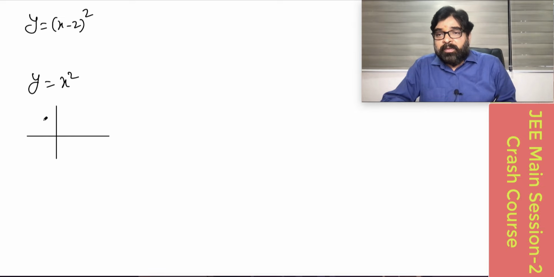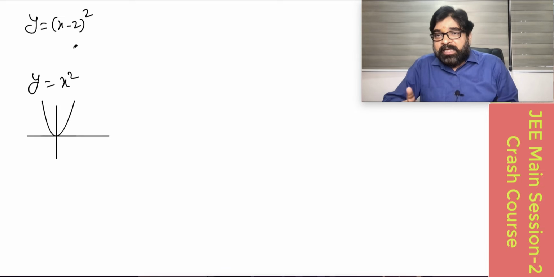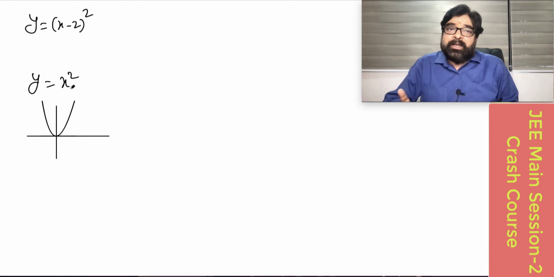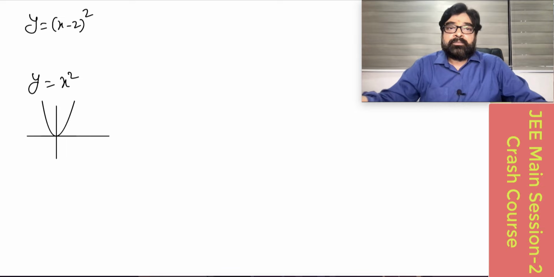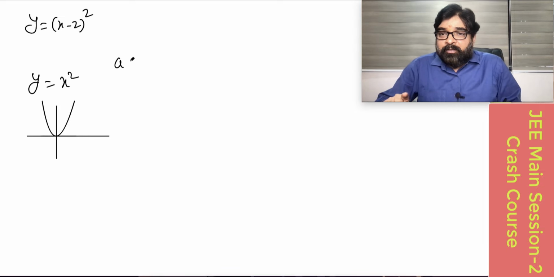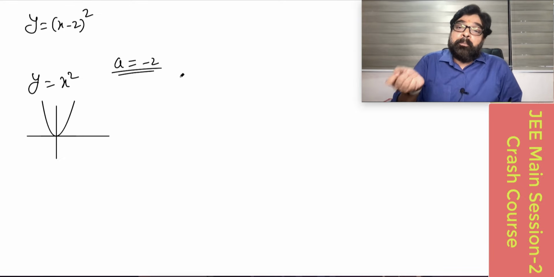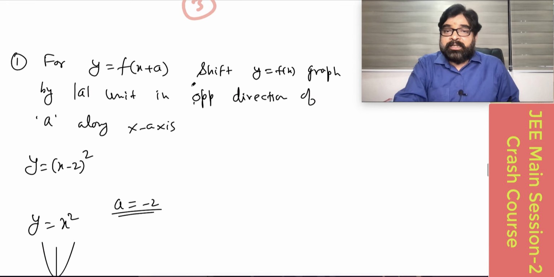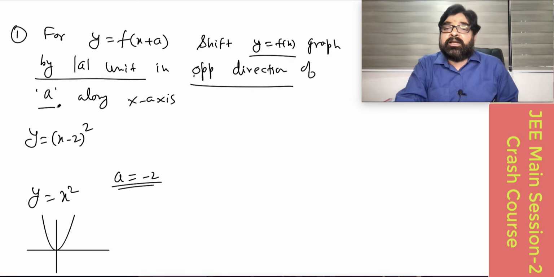Y equal to x square, just now I told you, vertical parabola. I want y equal to x minus 2 whole square. So in the x I added minus 2. Whenever any minus 2 is added to the variable, what exactly has to be done? In that case, we see what a is. A equal to minus 2. It means we have to displace in the positive direction. Remember, I said shift y equal to f of x graph by mod a units in the opposite direction of a.